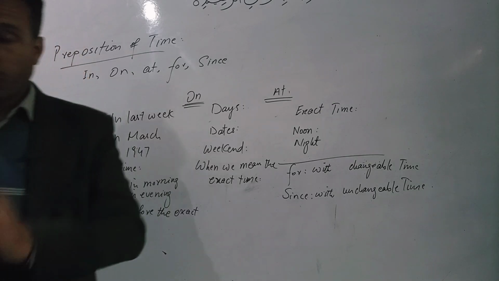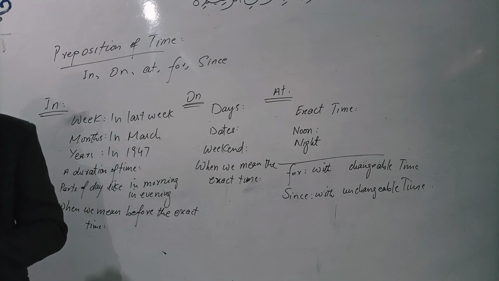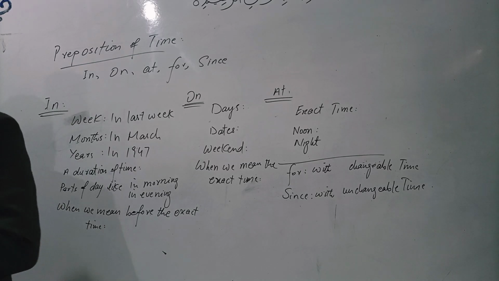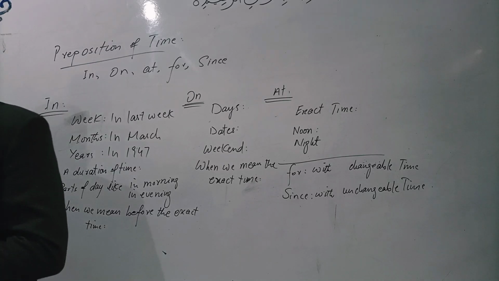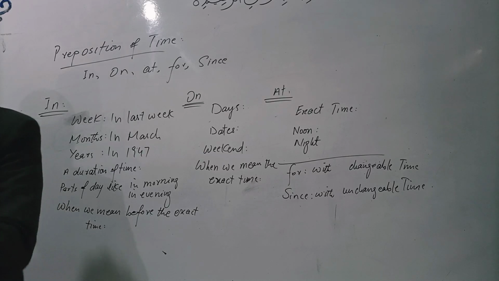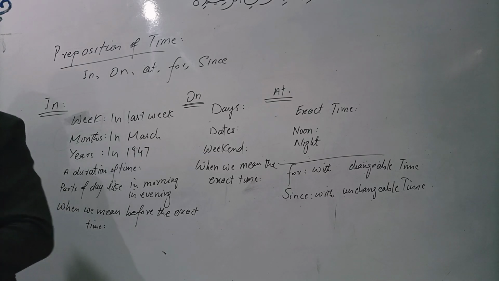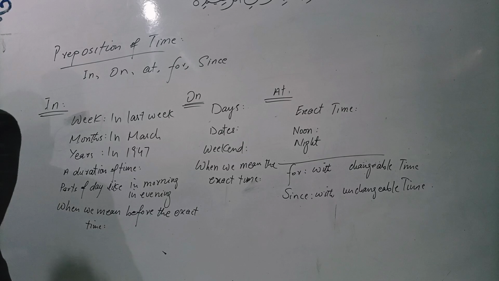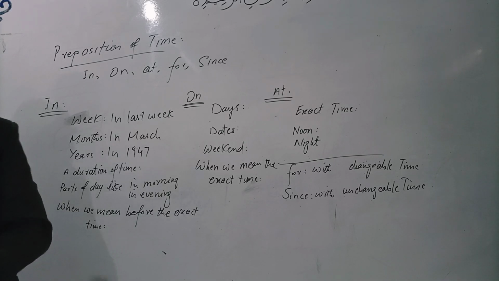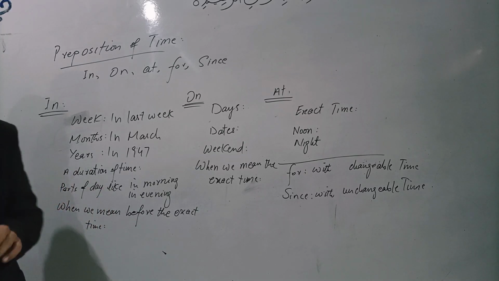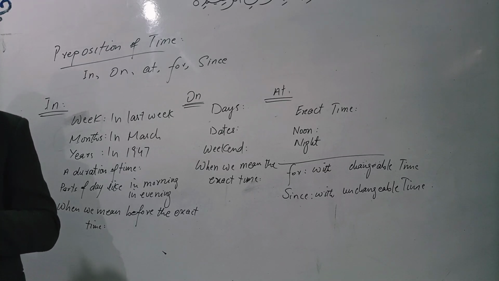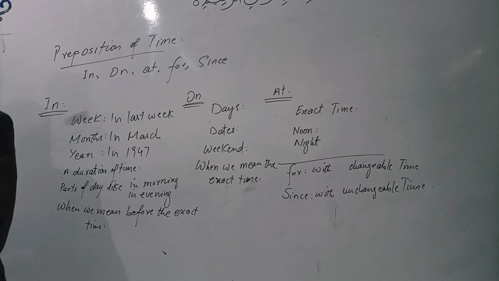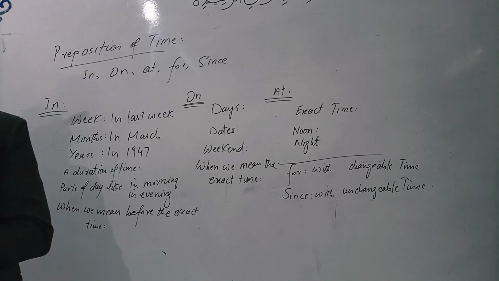Next, when we mean before the exact time. For example, your class begins at 1:40, and I ask you to come to class in time. It means you are supposed to come before 1:40. If the class starts at 1:40, try to arrive 2-3 minutes early. In that case I can use in, without mentioning the time. For example, you should come to class in time. I don't mention the time; my meaning is that you should arrive before your scheduled time. Understand?